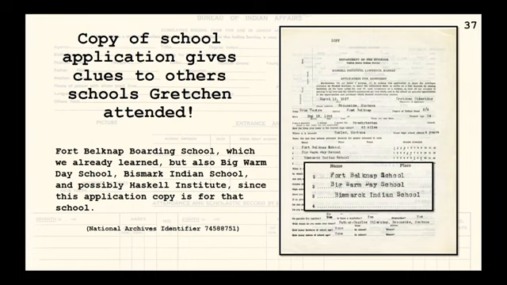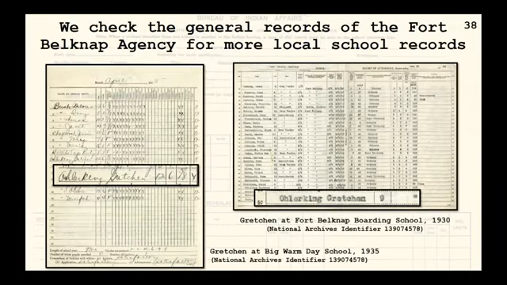Next slide, please. Slide number 38. So with dates and other school names, we then dig into the Fort Belknap agency records regarding schools, and we find some rosters from her time at the day school and the boarding school. Note the 1 week gap in attendance of everyone at the Big Warm School there on the left. Elsewhere in the folder, it was noted that the school was shut down due to a measles outbreak.